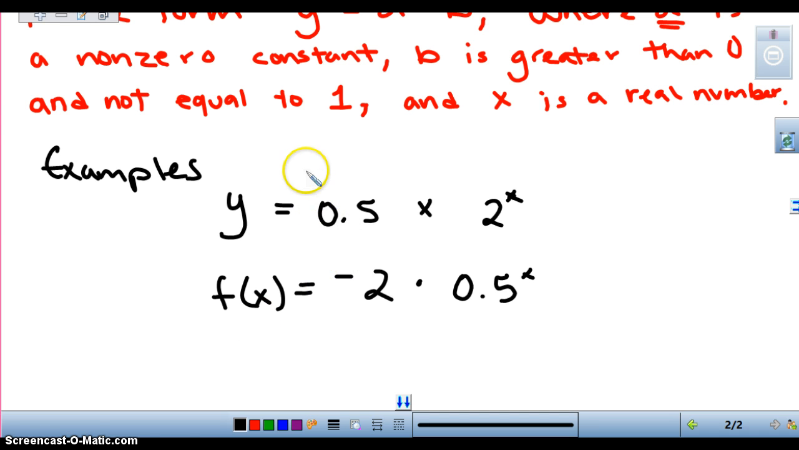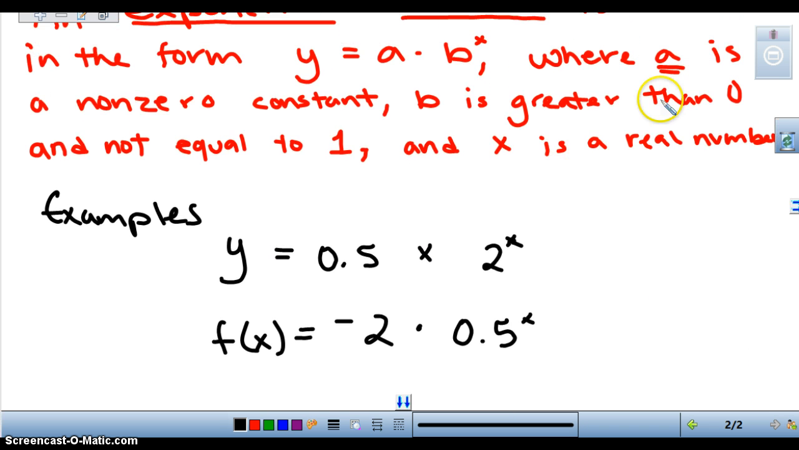So it says, does this follow the rules? Let's see. It says here where a is a non-zero number, so is 0.5 and -2 non-zero? b is greater than 0 and not equal to 1. So is b greater than 0 and not equal to 1? Okay.